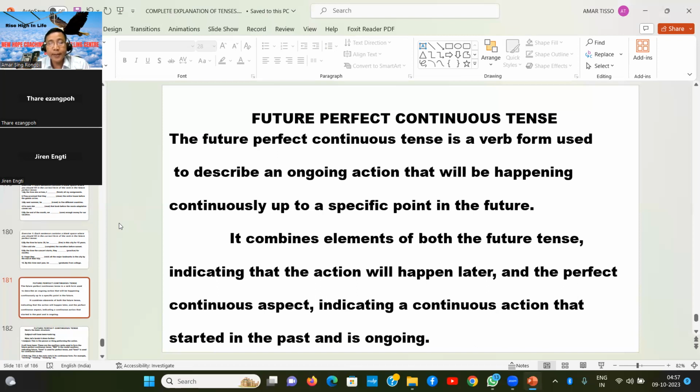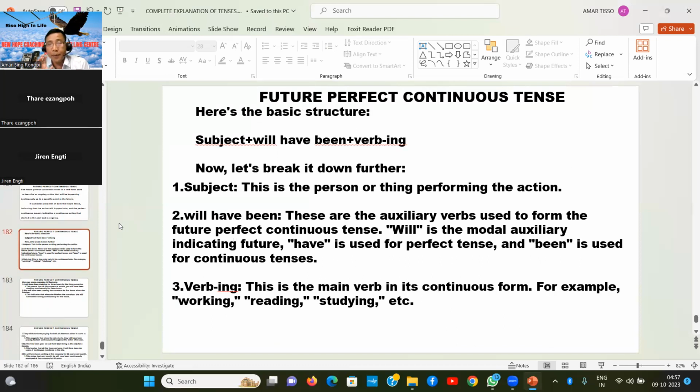Perfect continuous, indicating a continuous action that started in the past and is going on. Let's see example. The basic structure. Subject will have been. These three auxiliary verbs must come together.